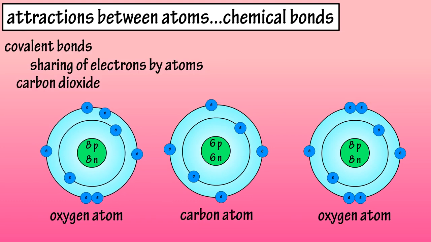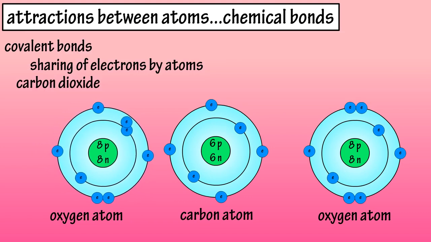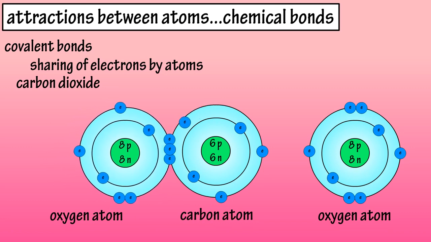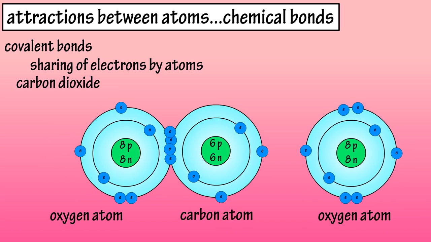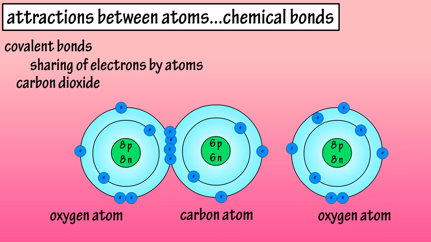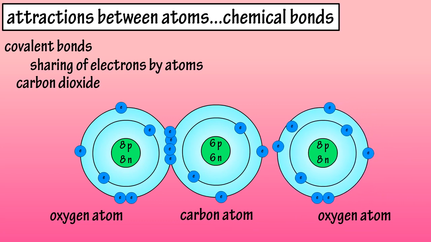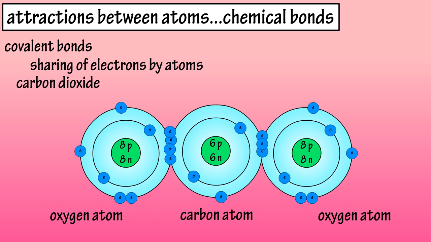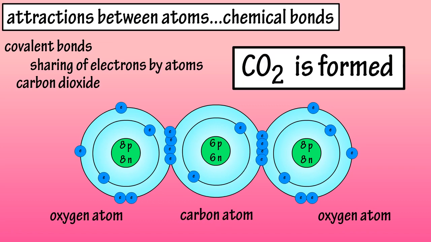Oxygen atom number 1 can share 2 of its electrons with the carbon atom, and in return the carbon atom can share 2 of its own electrons with oxygen atom number 1, making oxygen atom number 1 happy. Then oxygen atom number 2 can come in, and like oxygen atom number 1, it can share 2 of its electrons with the carbon atom, and again in return the carbon atom has 2 more of its own electrons that it can share with oxygen atom number 2. So now all 3 atoms are happy.